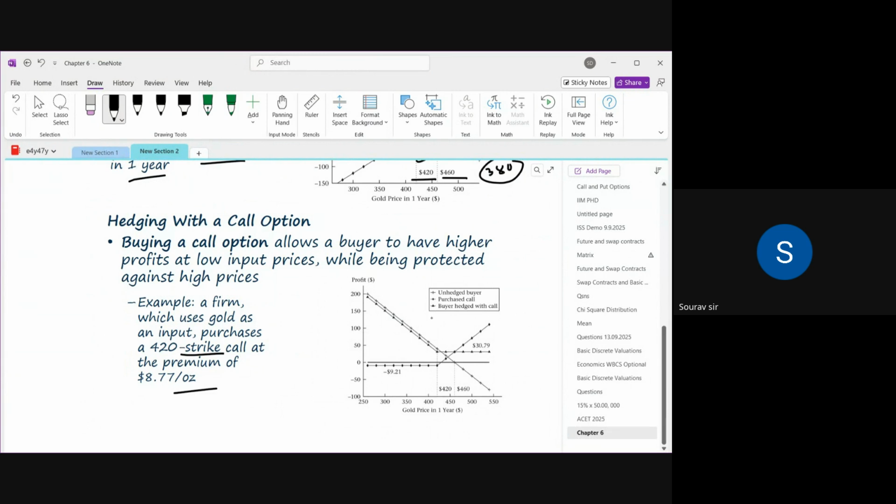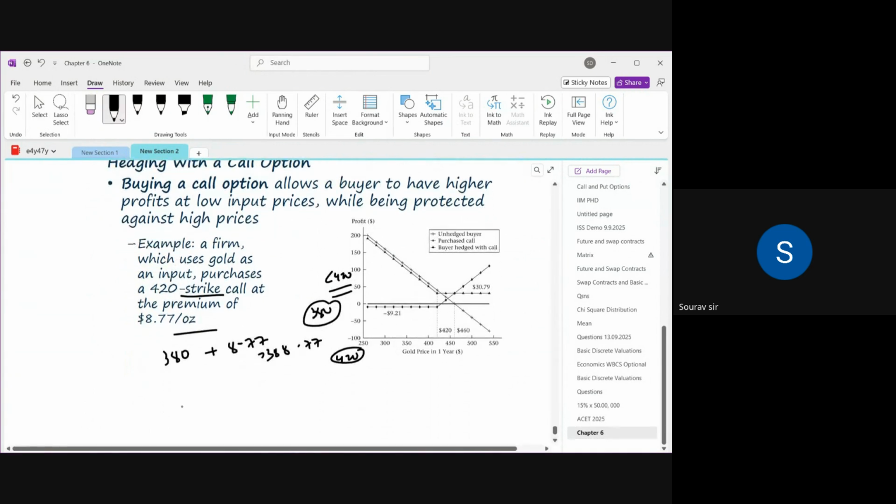Now the scenario, less than 420, that means 380. So the buyer ignores the call and buys at 380. And the cost is 380 plus 8.77, so that is 388.77. And if the gold price is 420, then the call has no intrinsic value. But if it is greater than 420, then the buyer exercises the call. You pay 420 instead of 460. And what is the net effective cost? This plus the premium.